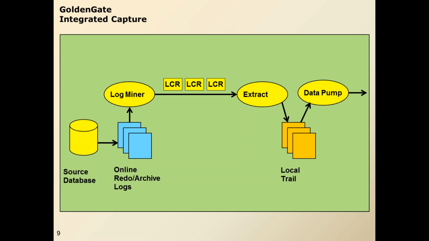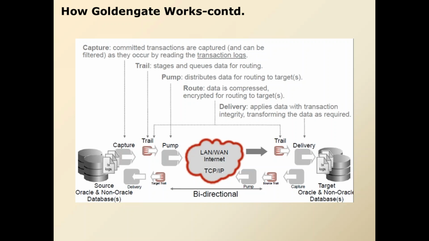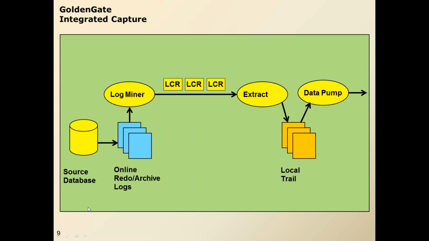Now the performance of integrated capture is much higher than the classic capture. You must be wondering how it can be, since in classic capture the extract process is reading the transaction logs directly, whereas here you have one more layer in between, which is log miner. Still, how can the performance be high? Also, how can the load be less as well? Because log miner is anyways getting the changes. So how can load be less?